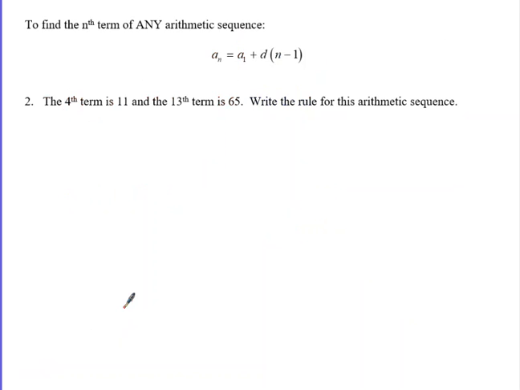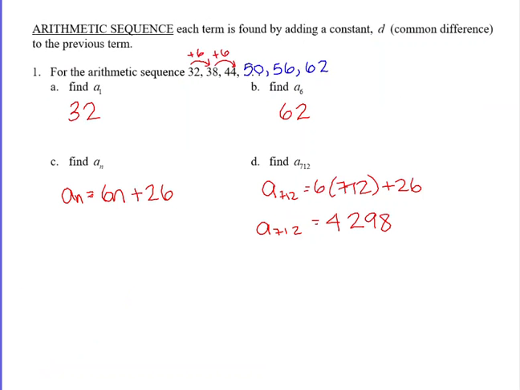One formula that may help in general is this. For any arithmetic sequence, A sub n is going to equal A sub 1, or the first term, plus D times n minus 1. So if we go back and look at part C, we know that our first term is 32. We know that our difference is 6. We could have written our rule for the nth term this way. If you distribute and combine like terms, you end up with 6n plus 26, which is what we had originally.